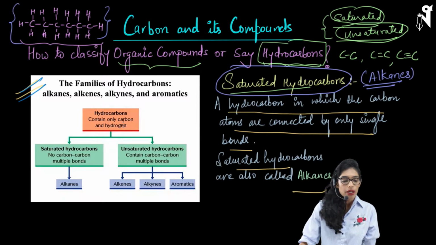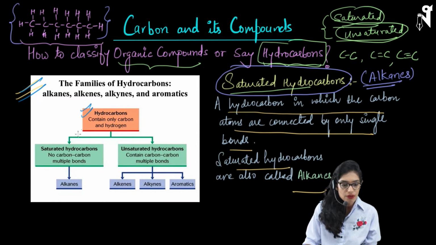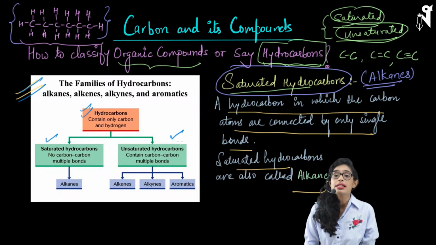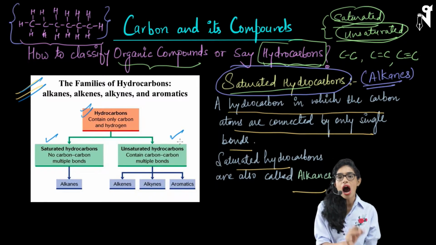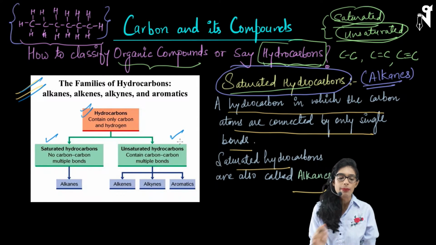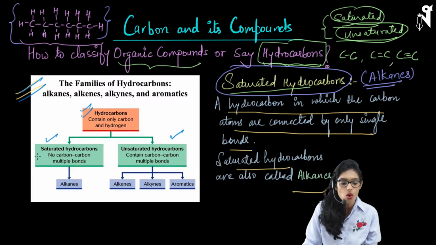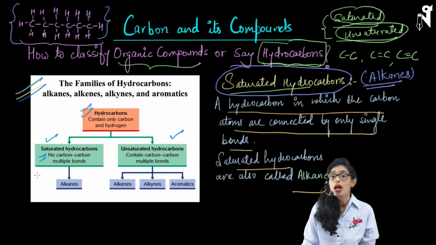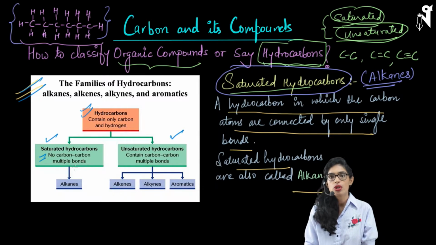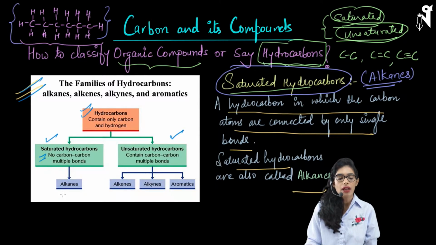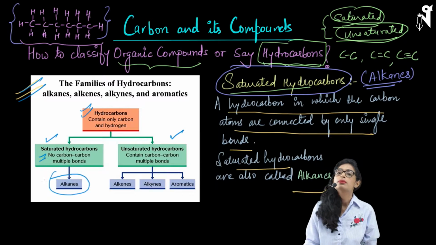Okay, so here hydrocarbons, as I mentioned, have been divided into saturated hydrocarbons and unsaturated. I told you this saturated and unsaturated division has been made on the basis of how the bonding is between carbon and carbon. So saturated is the one where there are no carbon multiple bonds. That means there is no double bond, no triple bond. It's only single bonds which exist within the chain, and we call them alkanes also.